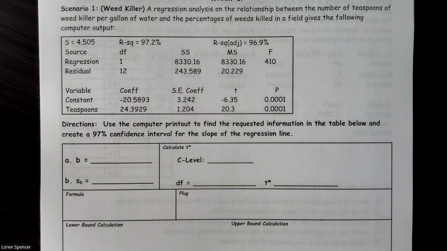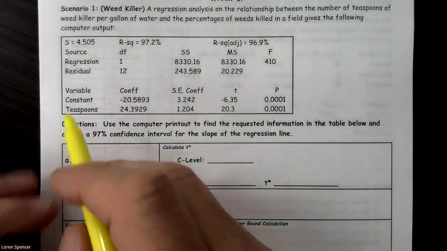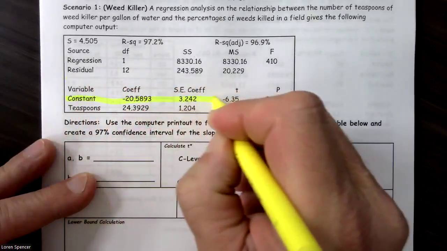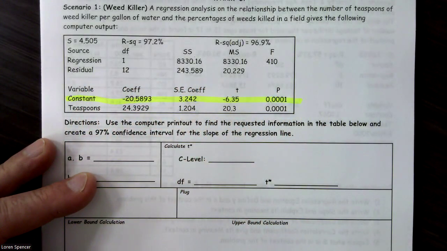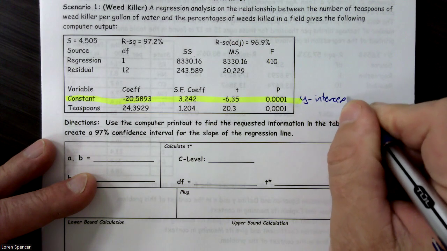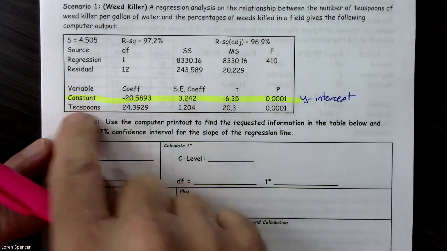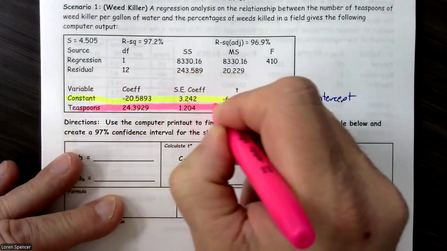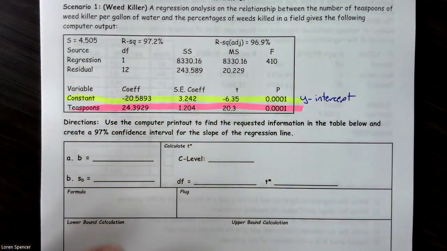And this is the weed killer. A regression analysis on the relationship between the number of teaspoons of weed killer per gallon of water and the percentage of weeds killed in the field gives the following computer printout. I'm going to go ahead and mark our important lines. Constant is our y-intercept line. We never know where it's going to show up, but wherever we see constant, that's our y-intercept line. And the line directly below that is our slope line.